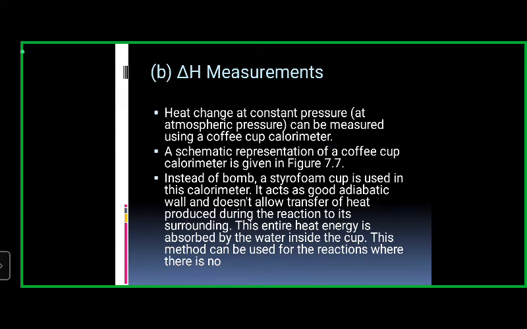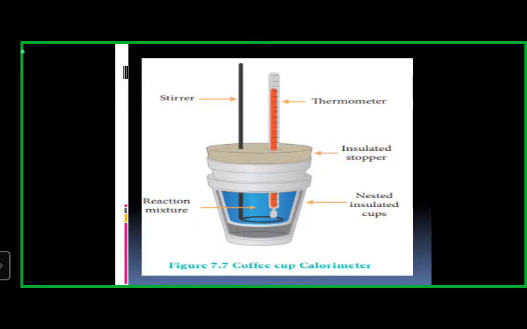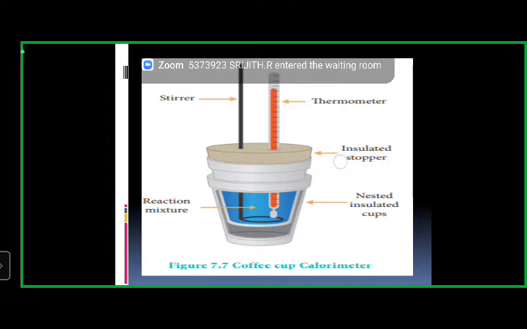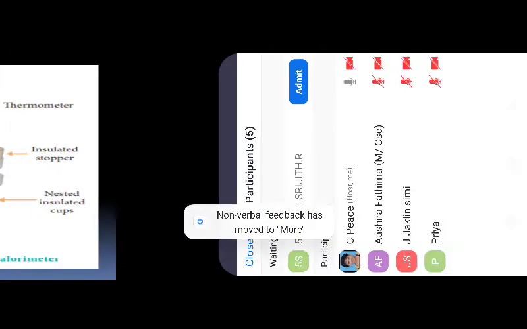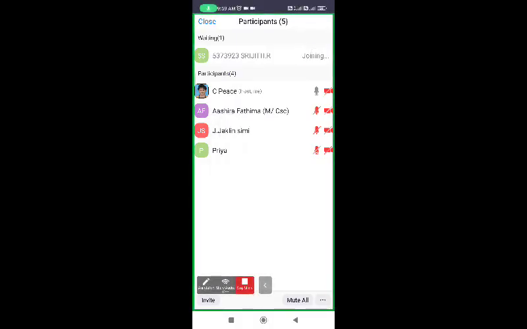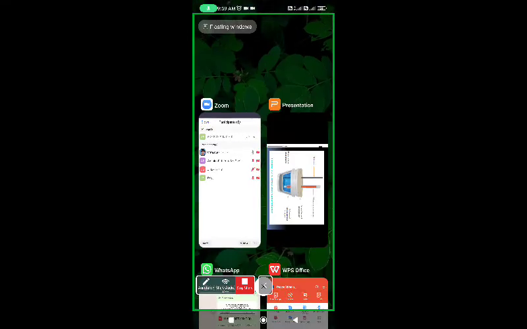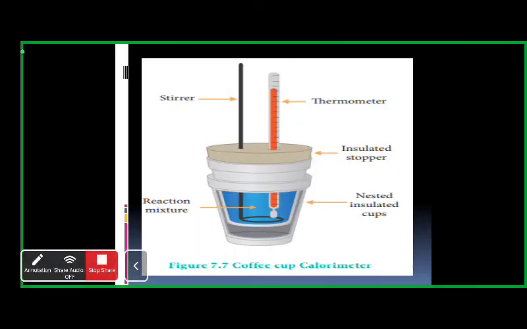So a schematic representation of the coffee cup is given there. You can see here, you have the reaction mixture. Previously the reaction mixture we called it as bomb. Here you can see a nested insulated cup, insulated stopper, we have a thermometer and a stirrer.